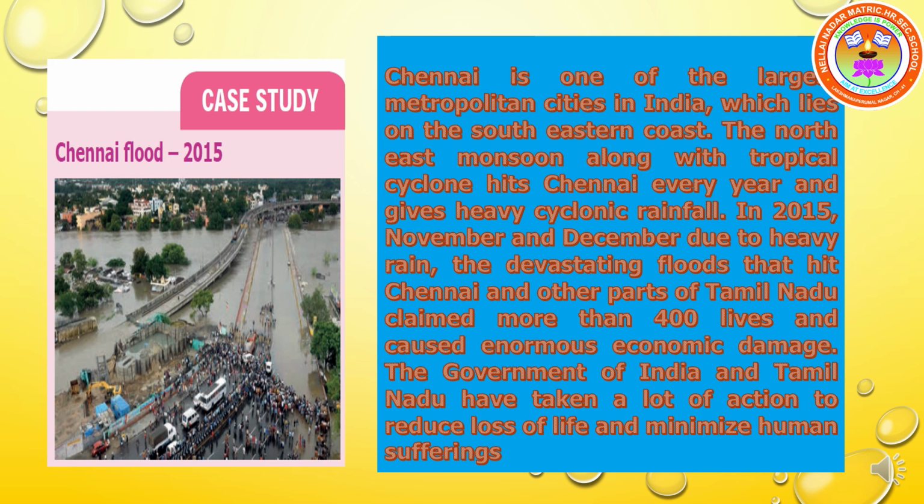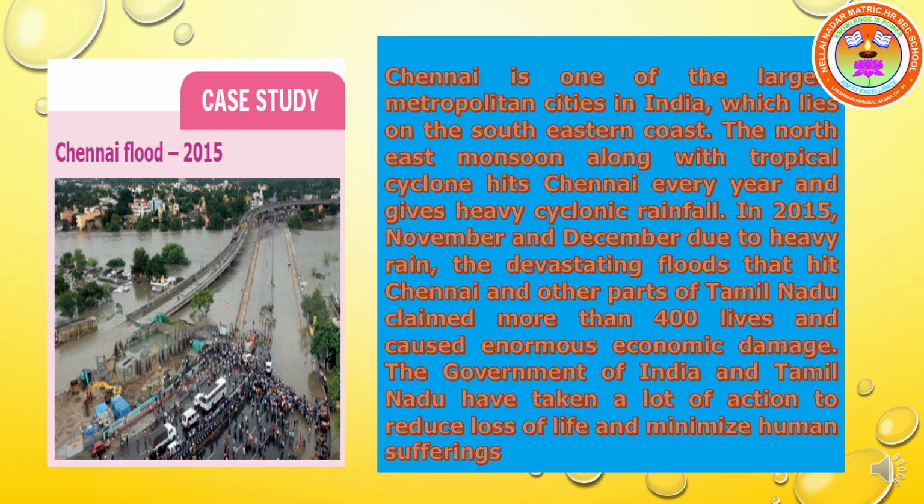Next, Chennai flood 2015. See this image, children. In 2015, our Chennai was affected by a flood. Chennai is one of the largest metropolitan cities in India, which lies on the southeastern coast. Lies means located on the southeastern coast. The northeast monsoon, along with tropical cyclones, hits Chennai every year and gives heavy cyclonic rainfall. So the northeast monsoon gives heavy rainfall.